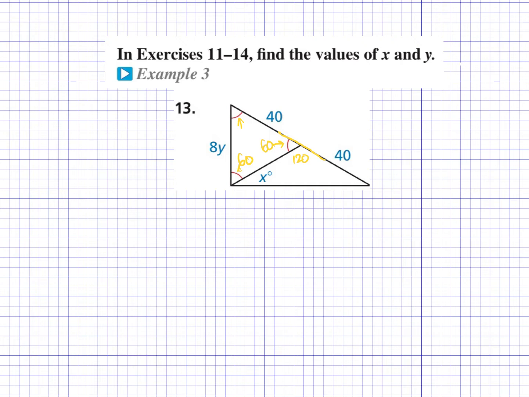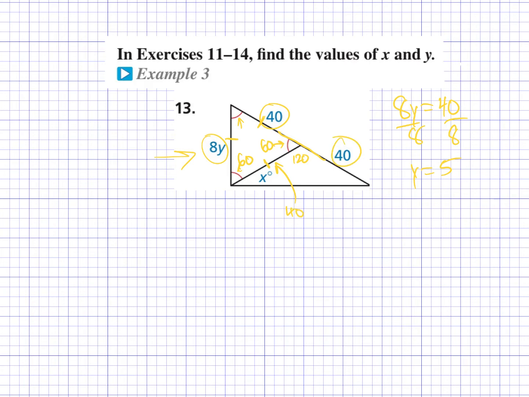And on this triangle right here, equal angular means equilateral as well. So that means the 8y and the 40 have to be equal. 8y equals 40. Divide off the 8, and y equals 5. Okay? Which means if each side is 40, that means this piece right here is 40.